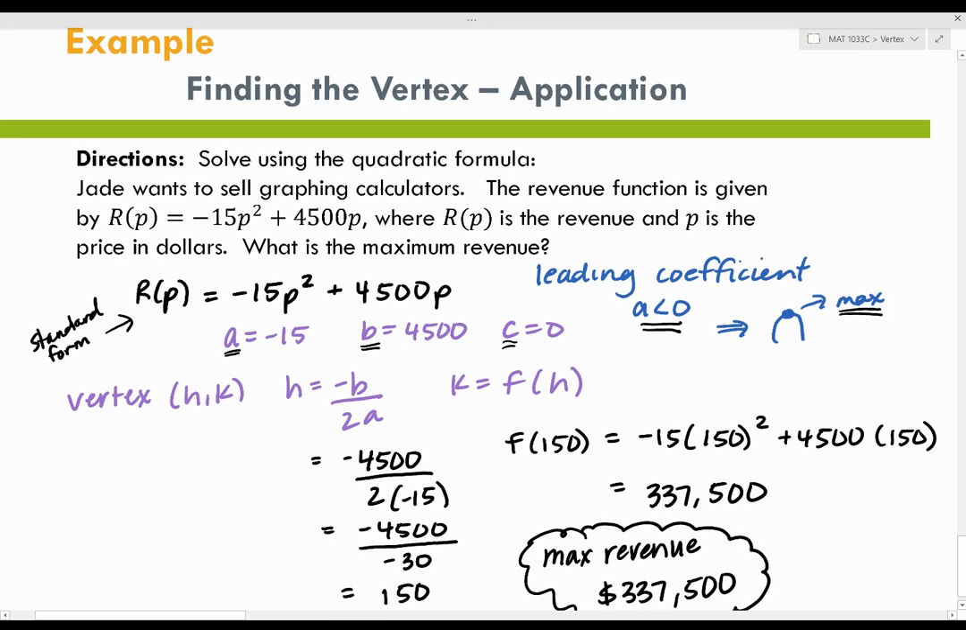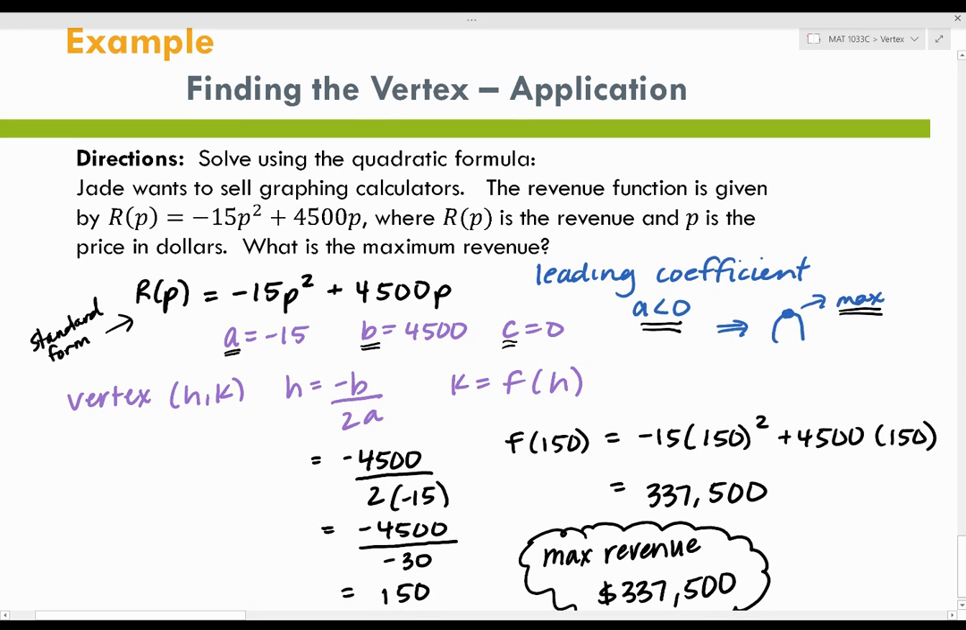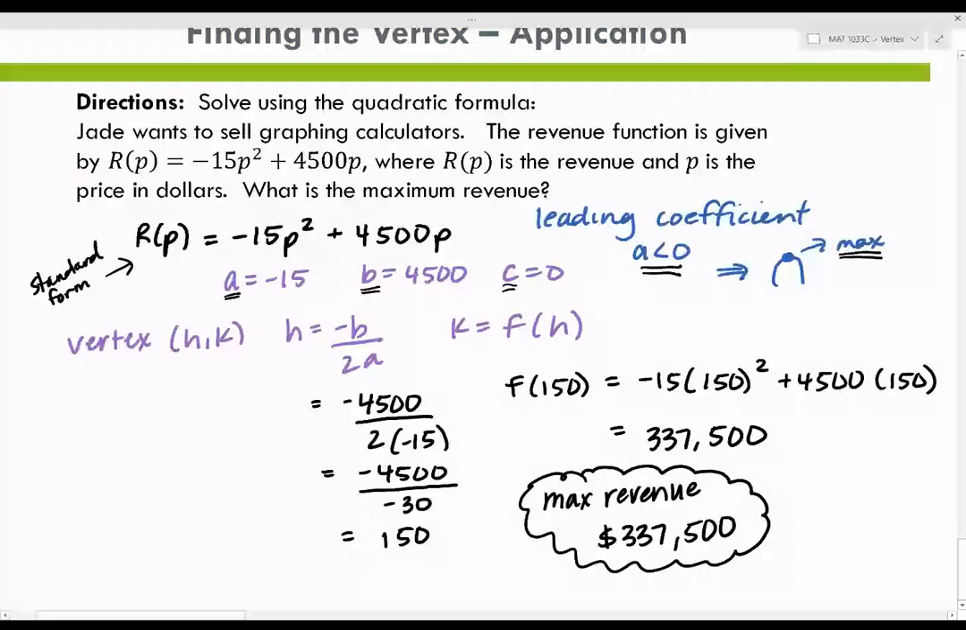So we also know that the vertex is represented by (H, K), and the formula to find H is given by H equals negative B over 2A, and K is equal to F of H. So we plug in our values for A and B. And when we do that, we get negative 4,500 over 2 times negative 15. When we multiply, we get negative 4,500 over negative 30. And when we divide those two numbers, a negative divided by a negative is positive, and we get positive 150. Okay, that's the H of our vertex.